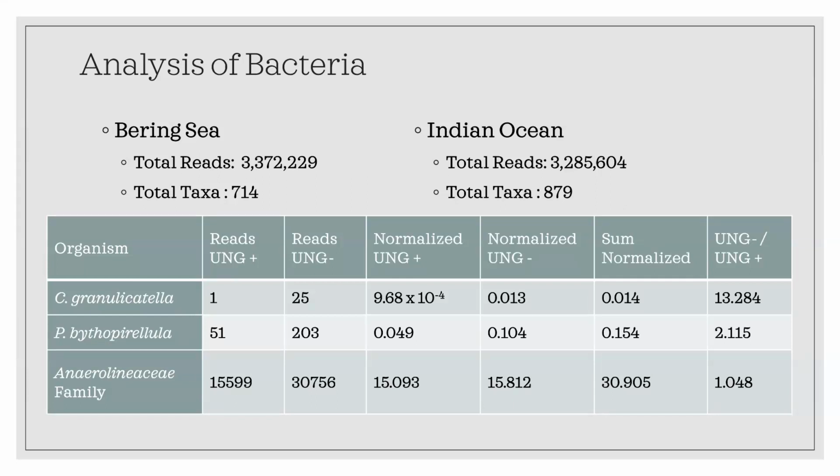And then we created a ratio, and this ratio is really what we're going for. We divided the untreated normalized sample by the treated normalized sample, and we get a ratio of degradation. So in the top row, we get 13.284. That's our ratio. That means there's a lot more degraded DNA in that sample than there is active DNA. So we know that organisms are dying at that sample.